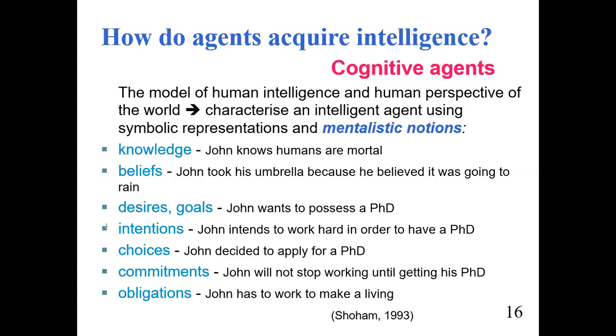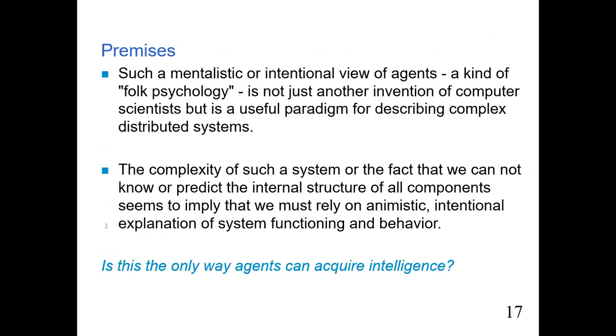Okay, next. Premise: such a mentalistic or intentional view of agents, a kind of folk psychology, is not just another invention of computer scientists, but is a useful paradigm for describing complex distributed systems. What I'm trying to say here is that the agent is not just an invention of computer scientists, but a useful paradigm for describing complex distributed systems.